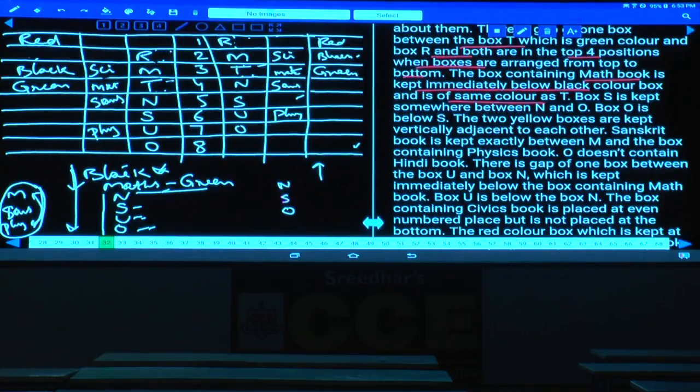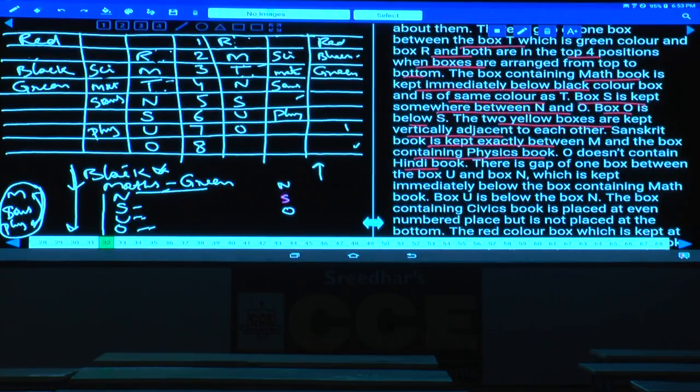R is here. And box S is kept somewhere between N and O. S is between N and O. O is below S. The two yellow boxes are adjacent to each other. And the Sanskrit box is kept exactly between physics and this one. O does not contain Hindi.